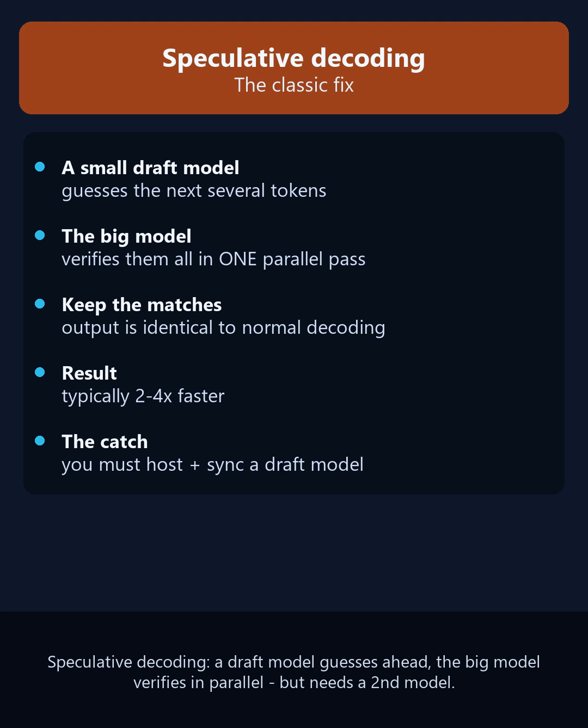Speculative decoding is the classic fix. A small, fast draft model guesses the next several tokens, and the big model verifies all of them in a single parallel pass, keeping the ones that match. It is 2 to 4 times faster with identical output. The catch: you now have to find, host, and keep a compatible draft model in sync with the target. That is real extra work and extra memory.